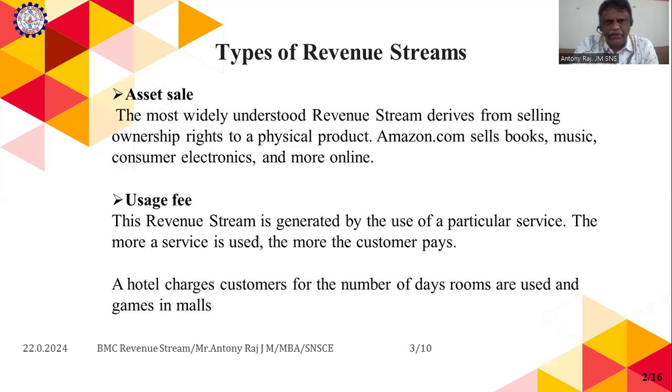The first type of revenue stream comes through the sale of an asset. It's a very simple concept to understand. For example, any manufacturing, product or service company, when they sell a particular product, will bill that sale and get revenue out of it. So it's a widely simple conceptual understanding of getting a revenue stream through an asset sale. Usage fees is the next type of revenue stream, where the user pays the business based on the usage of a particular service. For example, in a hotel, based on the number of days a customer uses a room, the usage fee is generated.